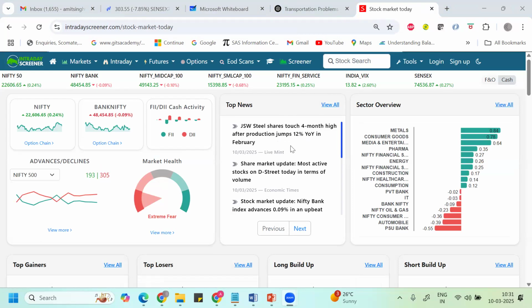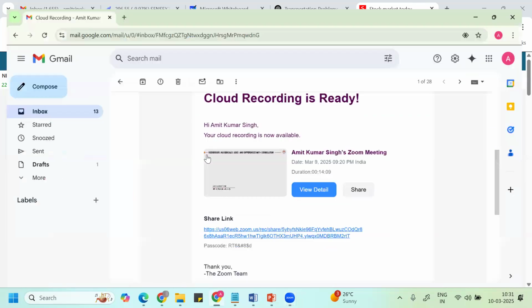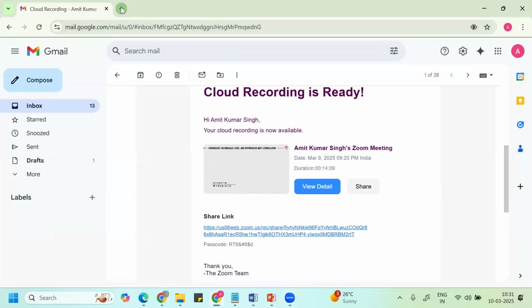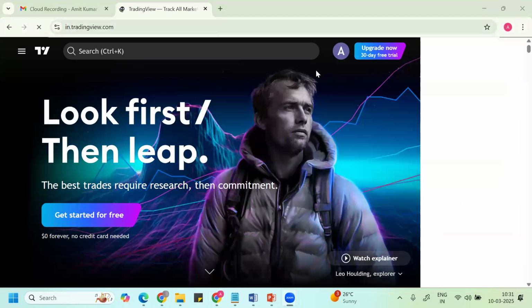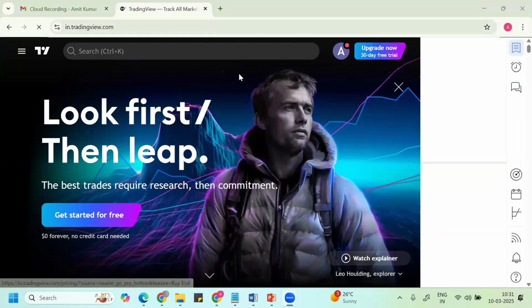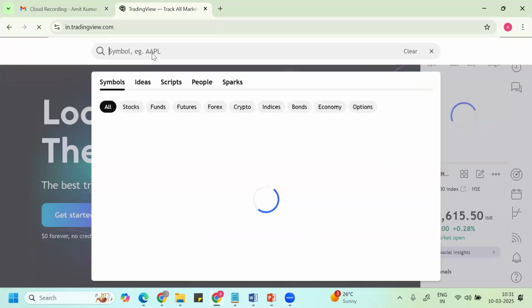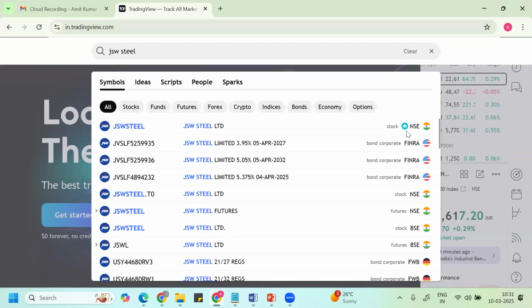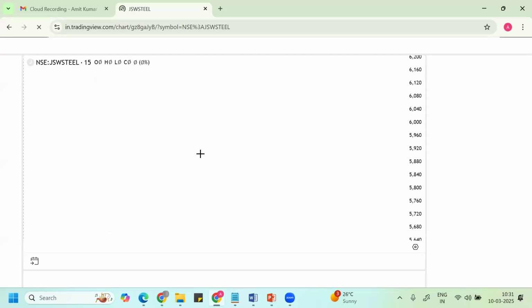So imagine if you had bought this stock, JSW Steel, in delivery. Definitely you would have got a very good return. If you want to see the movement of the stock, you can go to the website called TradingView. If you're logging in for the first time, you have to integrate TradingView with your email ID. Then I can search this stock, JSW Steel, which should be traded on NSE and BSE. If I click here, I can see the chart of this stock.